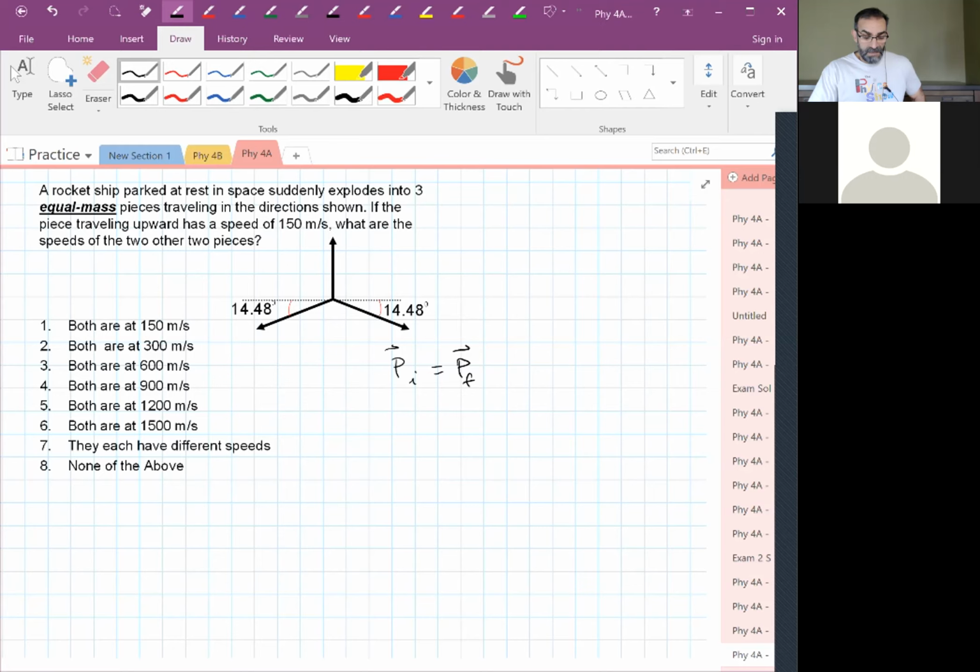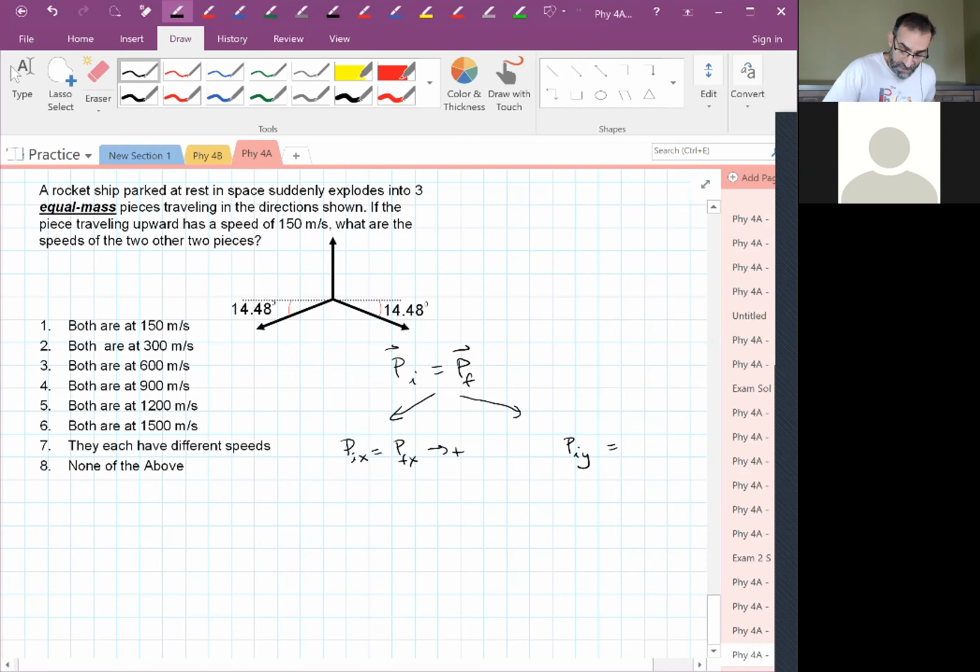Break them into components. If the momentum at the beginning equals the momentum at the end, then the momentum in the x direction at the beginning must equal the momentum in the x direction at the end, and the same is true for the y direction. So when we have multiple dimensions, we split that up. Momentum initial x is momentum final x. Call the right my positive direction. Momentum initial y is momentum final y. Call up the positive direction, pick a direction.